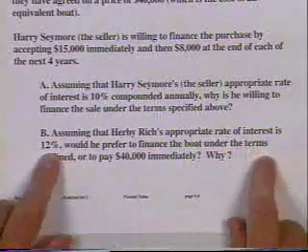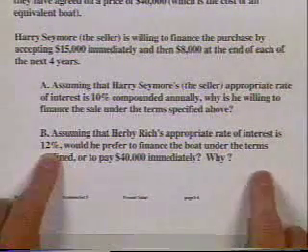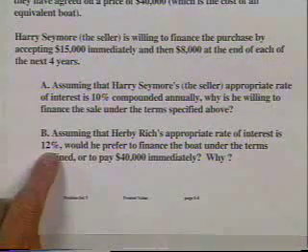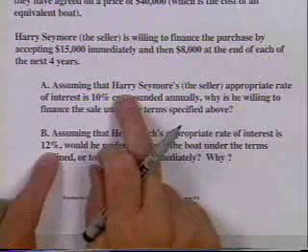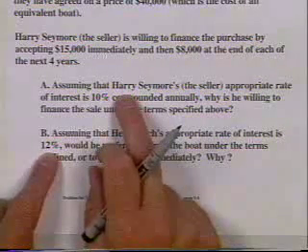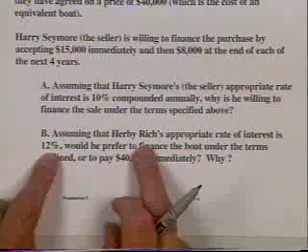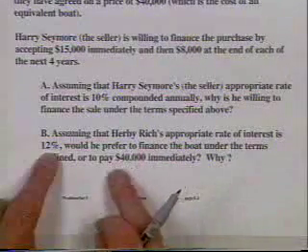Assume that Herbie Rich's appropriate rate of interest is 12%. Now, what does that mean? What that means is that Herbie Rich can invest at 12%, whereas Harry Seymour can only invest at a 10% rate of return. Hence, Herbie's opportunity cost is relatively higher.